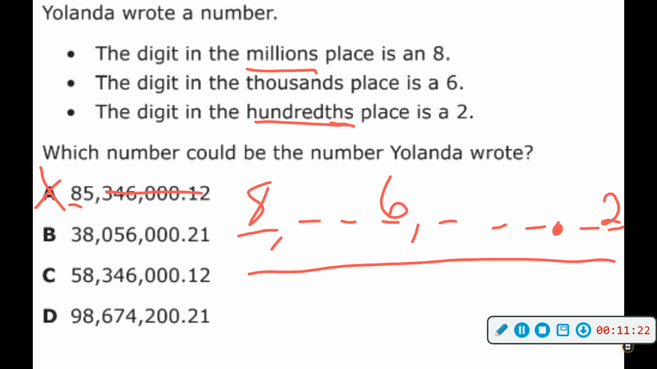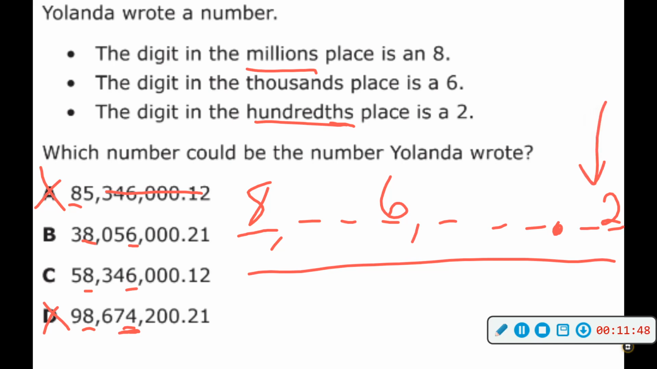I can see that this 8 is in the millions place, this 8 is in the millions place, and this 8 is in the millions place. So therefore, all three could be correct. If I look now at the 6 in the thousands place, I can see this 6 is in the thousands, this one's in the thousands, and this one's in the thousands. So I know that D is not correct because there is no 6 in the thousands. It's a 4. I continue on.